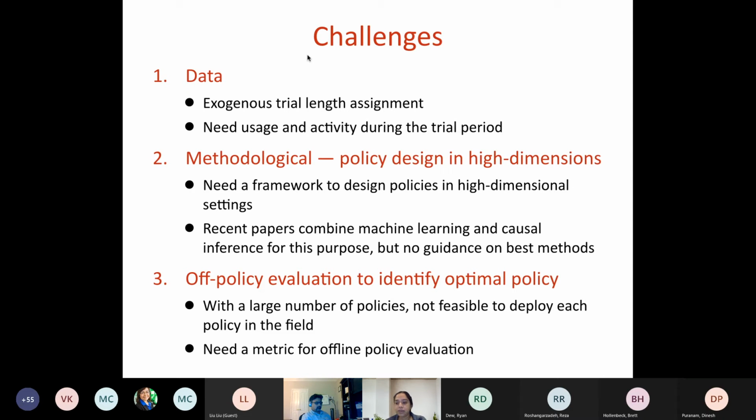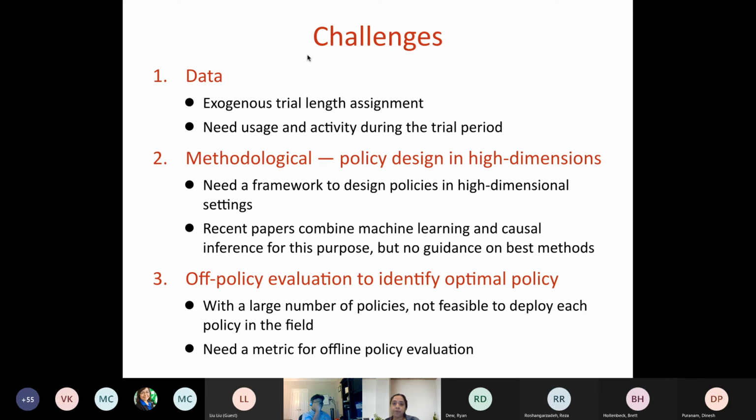Methodologically, what you'll see is that if you have some number of X variables, let's say pre-treatment variables, and even a very small number of treatments, what would happen is that if you're really thinking of searching or designing this policy in a very high dimensional policy space, right? So it's basically policy design in high dimensions. So unless and until we are able to put some structure on this policy space, it's going to be hard to search for the optimal policy.